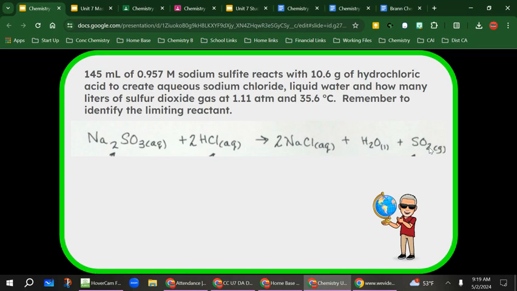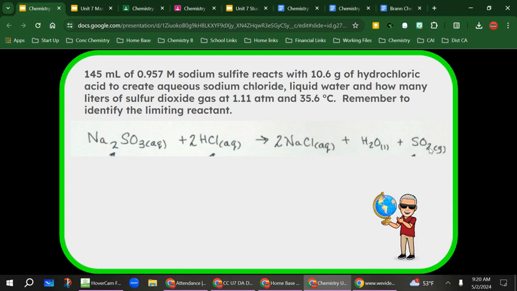Are we using a PV equals nRT formula? Well, do you need to find the volume of a gas at non-standard conditions? Yeah. Then yes, you have to. Yep. To find the moles of the first one.